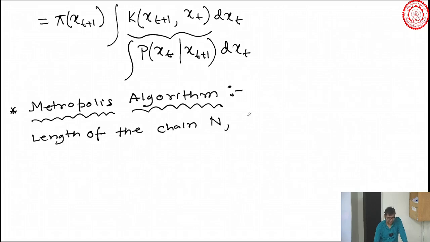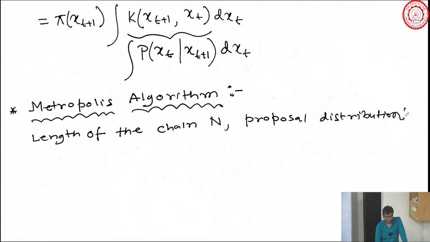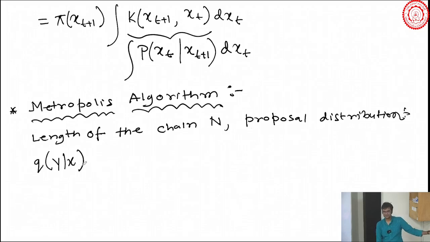You also need something known as proposal distribution. This is something I'm introducing new, I mean, in this context. And proposal distribution we write as Q of y given x. What is y? What is x? I'll talk about that later. Okay. But there is something known as proposal distribution.